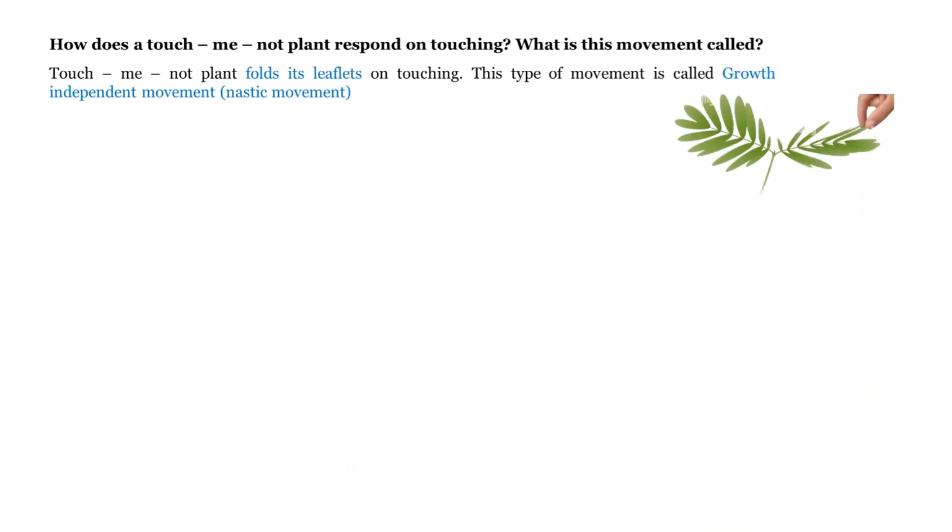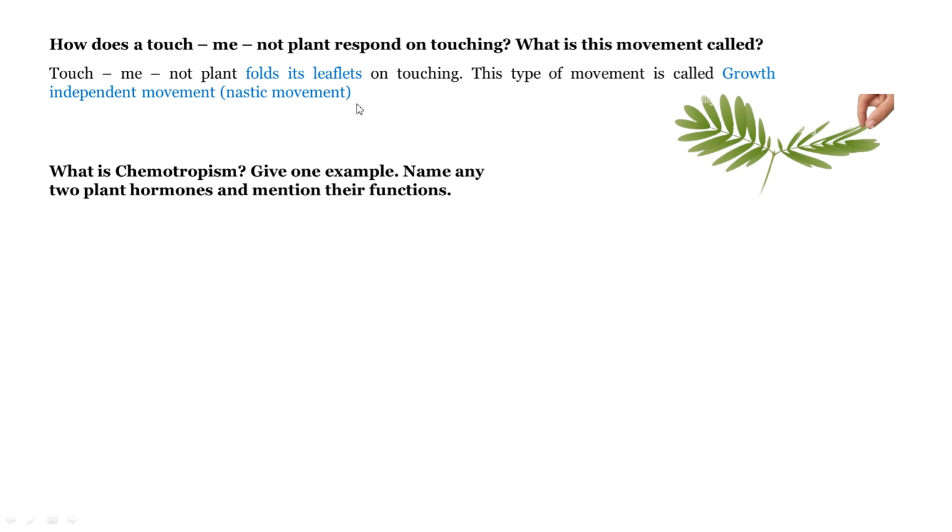Now the question arises, how does a touch me not plant respond on touching? And what is this movement called? If this question comes, you need to answer in this way. Touch me not plant folds its leaflets on touching, and this type of movement is called growth independent movement, which is nastic movement. Then next question, what is chemotropism? Give one example. Name any two hormones and mention their functions.